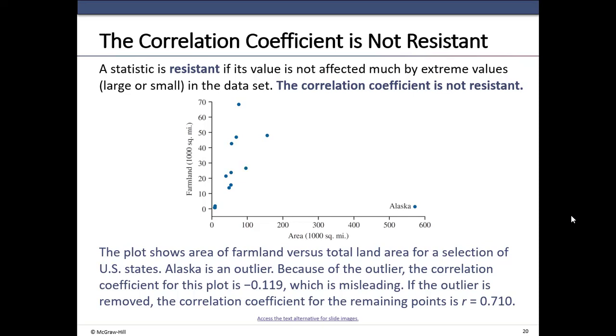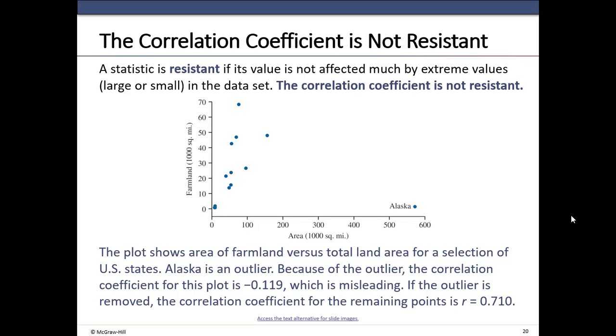So on the vertical axis in this diagram, they have plotted farmland, and on the horizontal axis, they have plotted area. They selected some states and plotted its area on the x-axis versus its farmland. Notice all the areas, of course, not farmland. And look at Alaska, for example. It has large area, but very small amount of it is farmland. The plot shows farmland versus total land area. Farmland is on the y-axis, the dependent variable, and total area is on the x-axis, the independent variable.